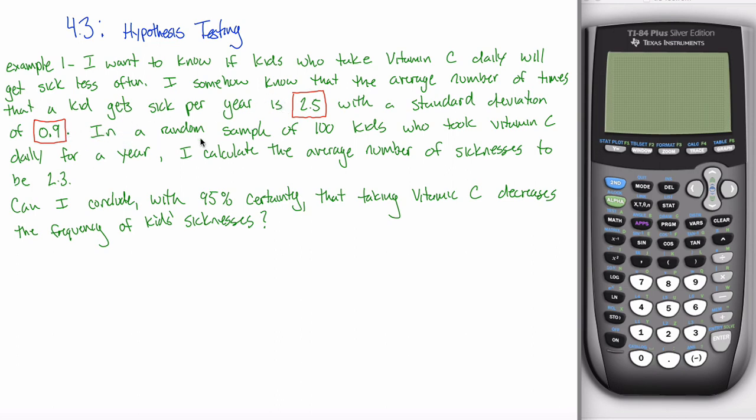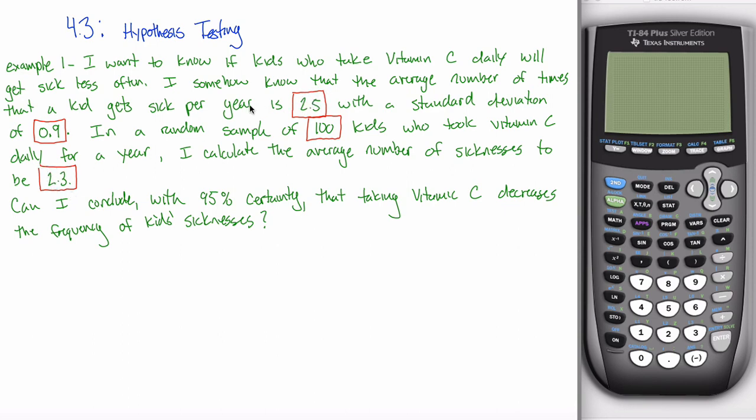And then we get a random sample. This random sample of 100 kids who take vitamin C, so that 100 will end up being important also. I guess I can put a box around it since apparently that's what I'm doing with important numbers. And we give it to them daily for a year, and we calculate how many times these kids get sick, and we get this 2.3.